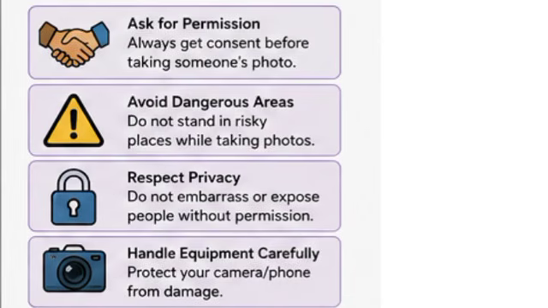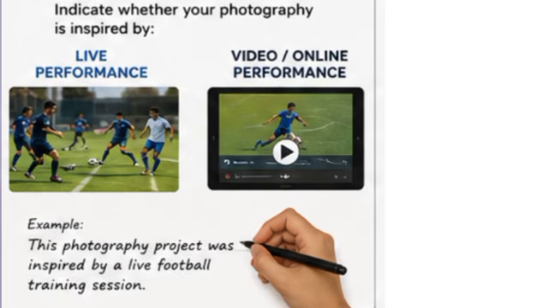So from there, let's go to identifying the performance. So here, learners should clearly state whether the photography is inspired by a live performance or a video or online performance. For example, this photography project was inspired by a live football training session. So when they want to take a photo of a certain event, let them state in their preparation notes what inspired them to choose that activity.